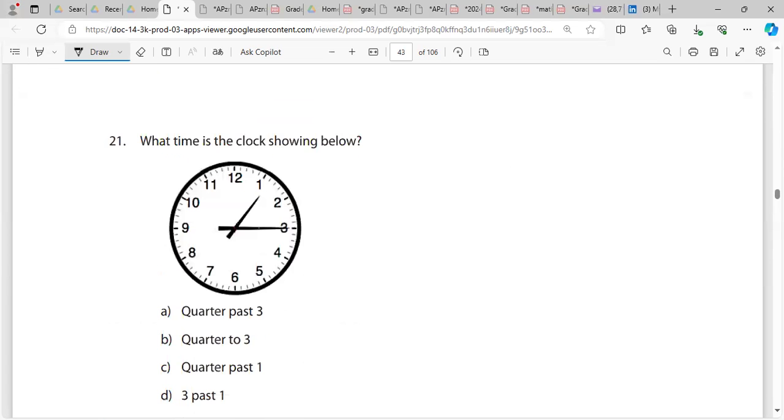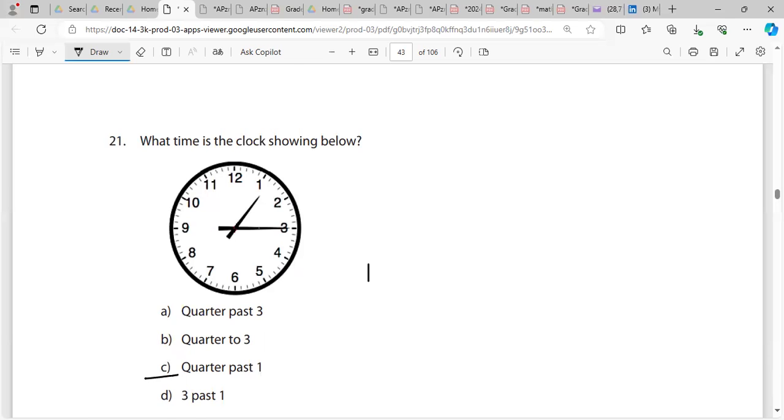21, what time is the clock showing below? So the hour hand is on 1, and the minute hand is on 3, that's 15. So it's 1:15. Not 2:45, no. 1:15. I think only Jamaica say it like that. But big up, big up.